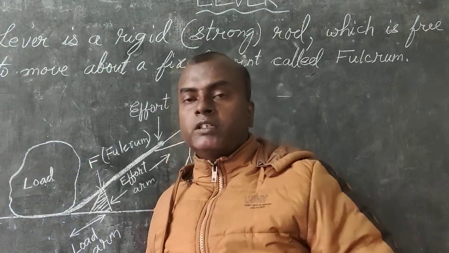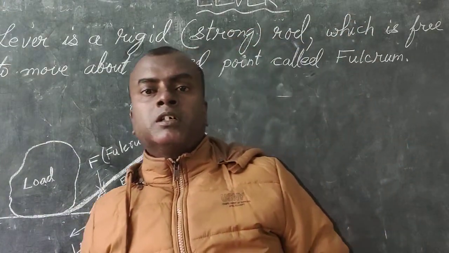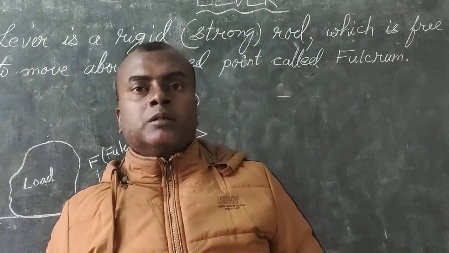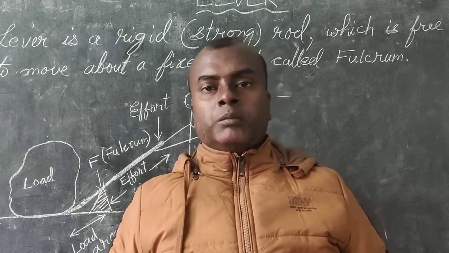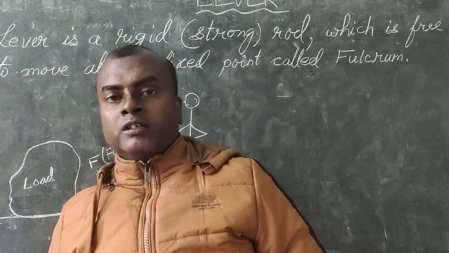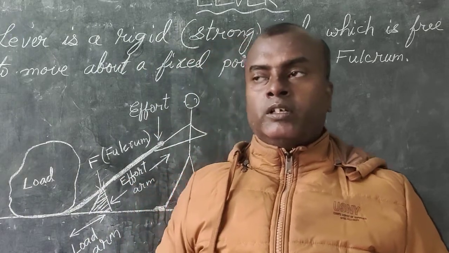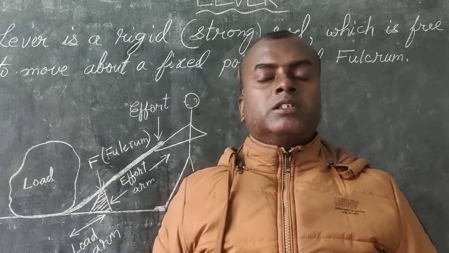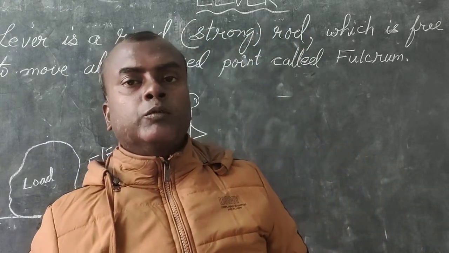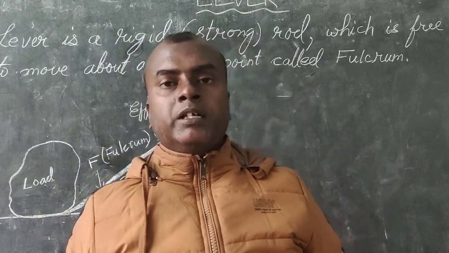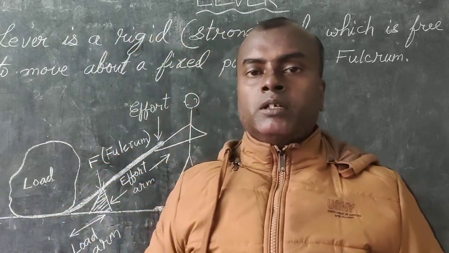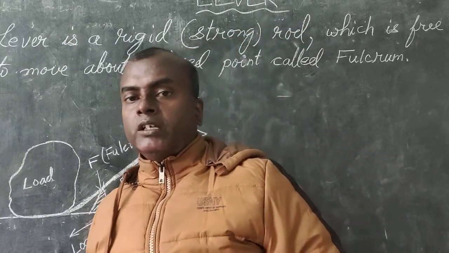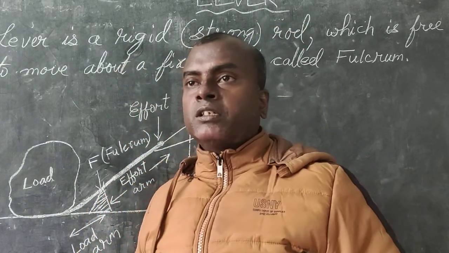Today we will study about simple machines. Yesterday we learned about machines, what machines are used for, and types of machines, wherein we learned about simple machines and complex machines. Simple machines are those machines which have very few moving parts, spare parts, whereas complex machines have plenty of moving parts, spare parts. So today we will start with simple machines, okay?